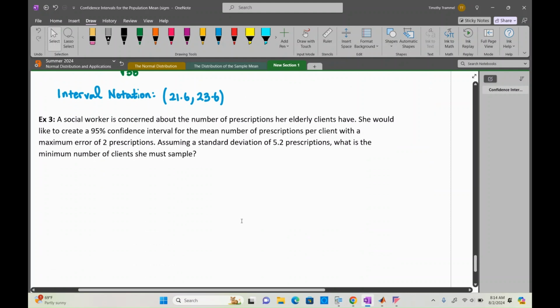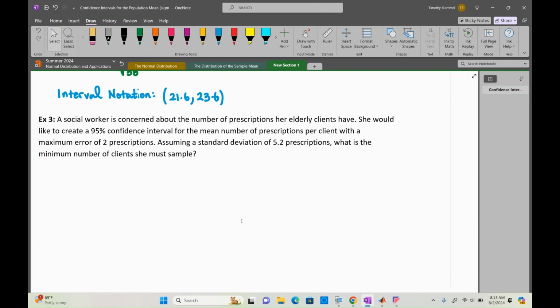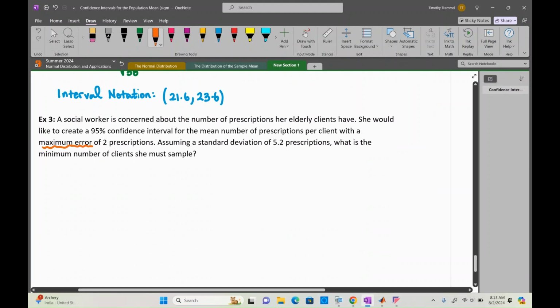All right. So we got one last one here. It says a social worker is concerned about the number of prescriptions her elderly clients have. She would like to create a 95% confidence interval for the mean number of prescriptions per client with a maximum error of 2 prescriptions, assuming a standard deviation of 5.2 prescriptions. What is the minimum number of clients she must sample? So when they say maximum error here, they're talking about our margin of error.